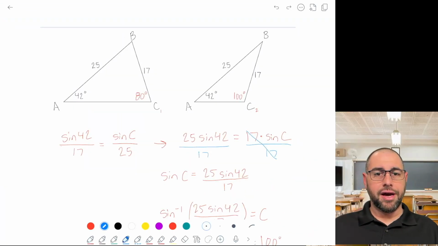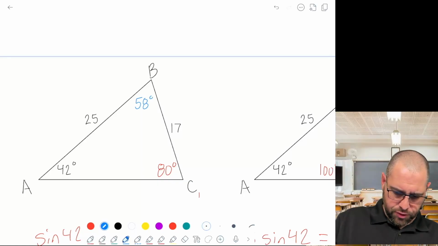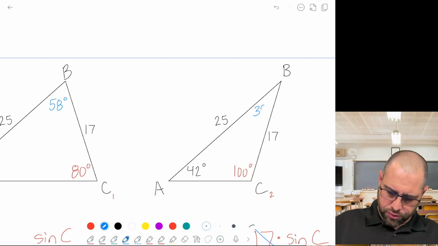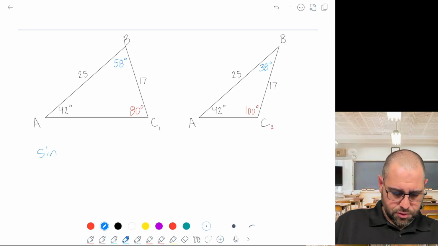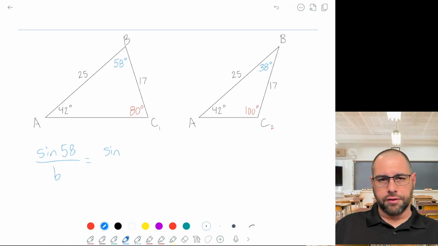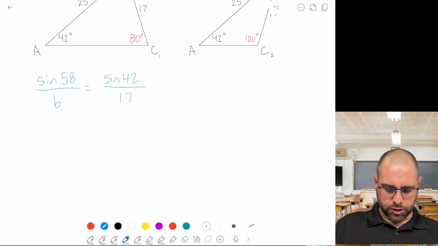Now that I have angle C, I'm able to calculate angle B in both triangles using just the triangle sum theorem. Angle B on the first triangle is 58 degrees, and angle B on the second triangle is 38 degrees. Now I can do the law of sines for both triangles. The sine of 58 degrees over b equals the sine of, and we can use either one now. We can still use the 42 and the 17, or we can go with the 80 and the 25. It doesn't matter. Sine of 42 divided by 17. And we'll cross multiply just like before.